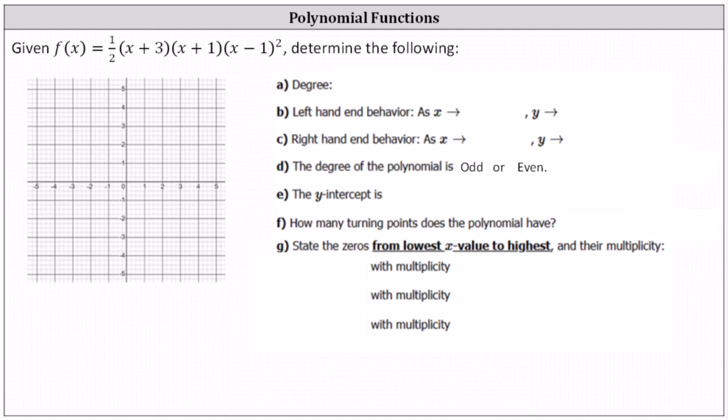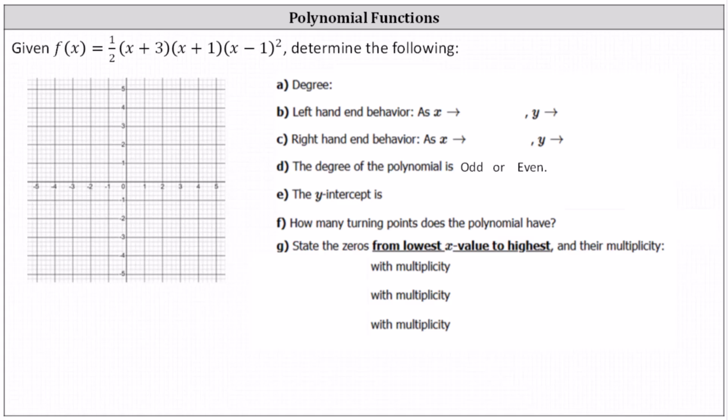Given f of x equals 1/2 times the quantity x plus 3 times the quantity x plus 1 times the square of x minus 1, we want to determine the degree, left and right hand behavior, determine whether the degree is odd or even, the y-intercept, the number of turning points, as well as the zeros and their multiplicity. Let's begin by determining the zeros, which are the x values for which the function value equals 0.